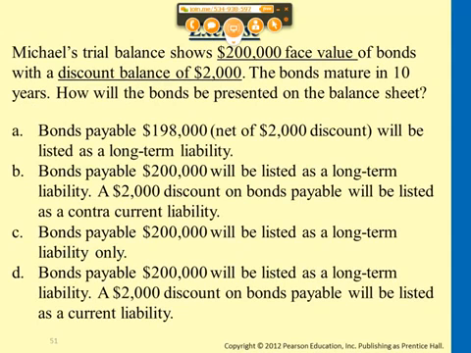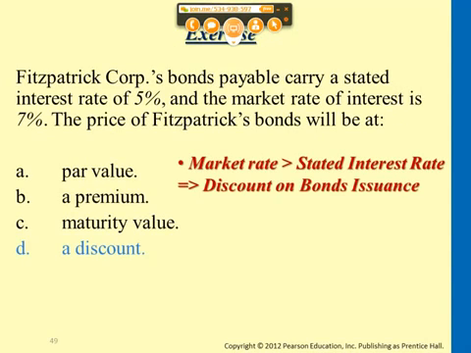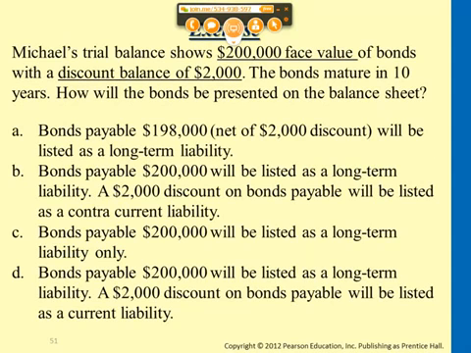Okay, next one here. Well, the problem didn't tell you the maturity value. So if it's 500,000, then it's 500,000. Okay. So Michael's trial balance shows 200,000 face value. This is the maturity value, the par value for the bond, and it tells you with a discount balance of $2,000. Let's say the bond matures in 10 years. How will the bonds be presented on the balance sheet?